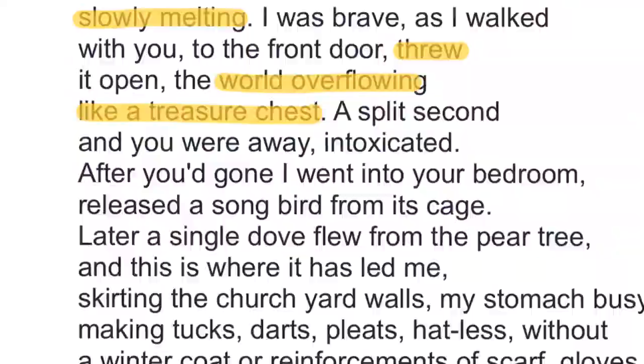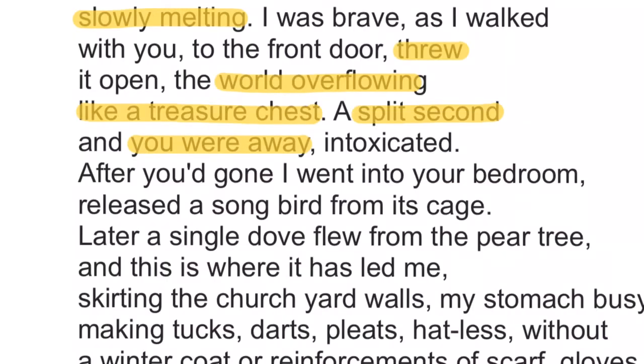The moment that he leaves is also dealt with ironically. It's only a split second for him to walk out of the door, but the split second is also a reminder to us that this is how long it takes to die, and so the "you were away" is a literal description of him leaving, but also a euphemism for death.